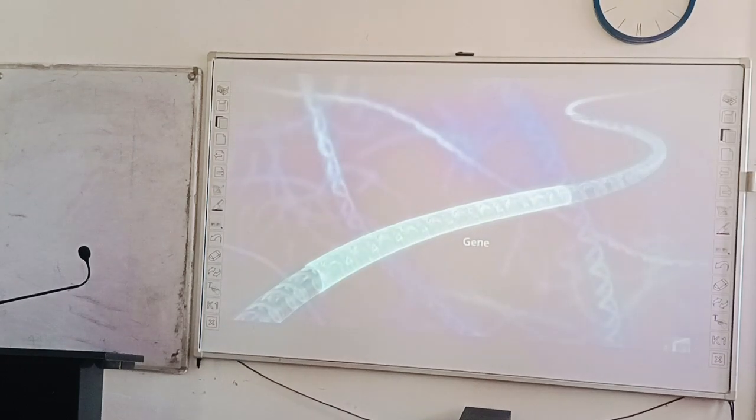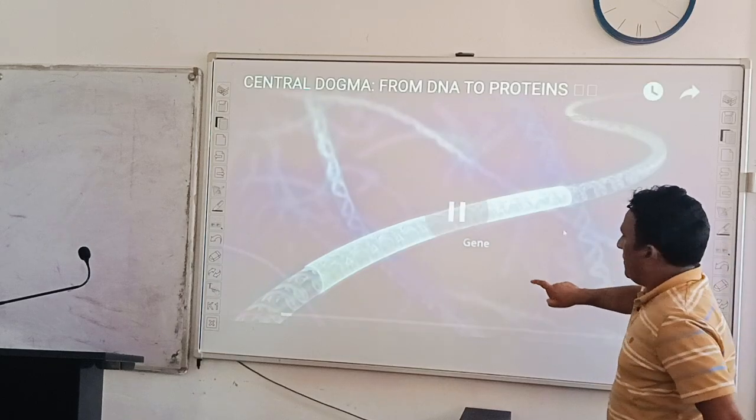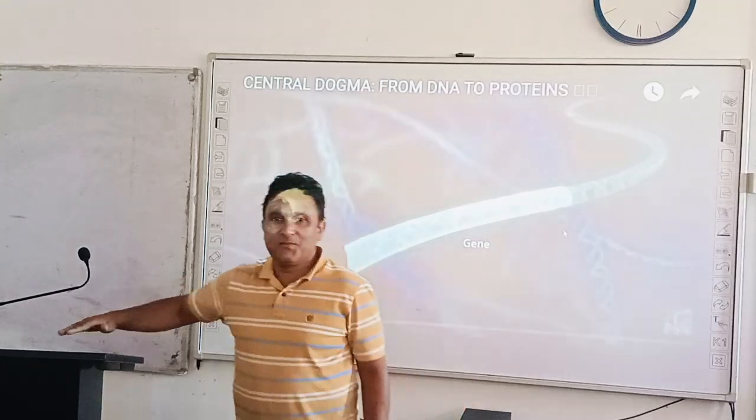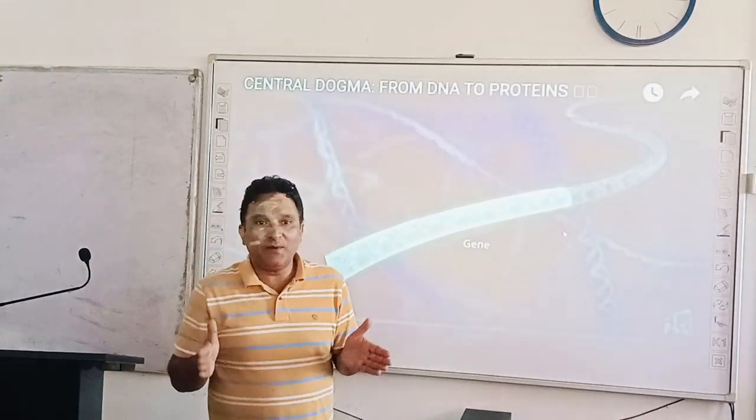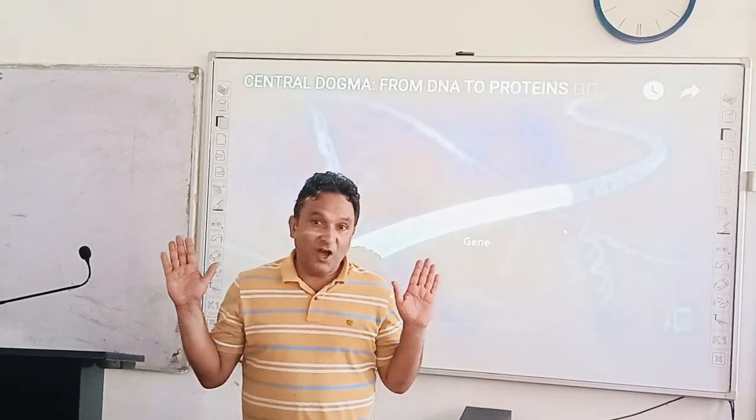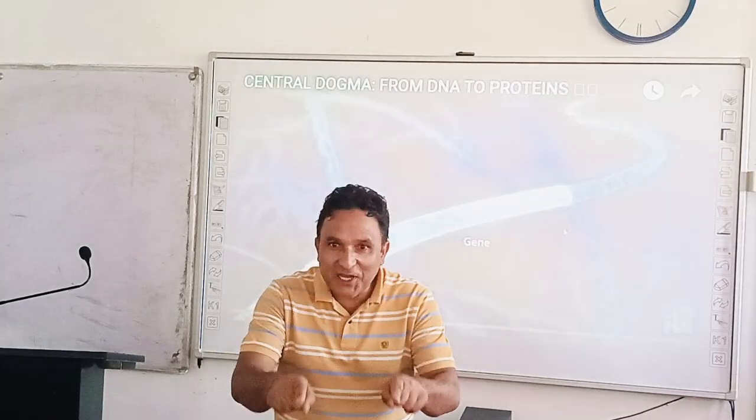DNA contains genes. A gene is a continuous string of nucleotides. Do you know what a gene is? A gene is a segment of DNA. Genes control the characters of an organism. How does it control the character of the organism? Through the formation of protein.